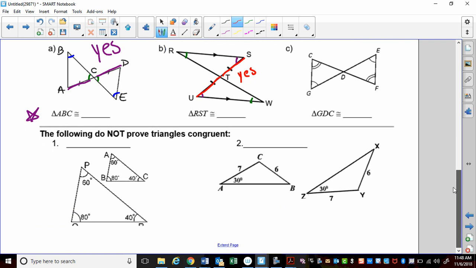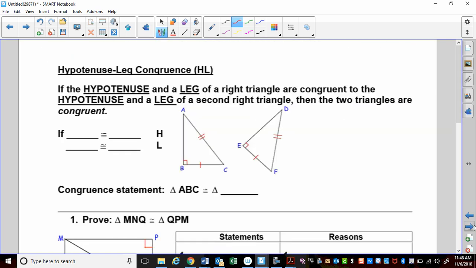I want you guys to check this out. These do not prove that triangles are congruent. But we do have one more. If the hypotenuse and leg of a right triangle are congruent to the hypotenuse and leg of a second right triangle, then the two triangles are congruent. So the hypotenuse AC has to be congruent to DF. That's the hypotenuse. And leg BC is congruent to leg EF. You guys see it's a right triangle, which means it has this 90-degree angle. Then these two triangles are congruent.